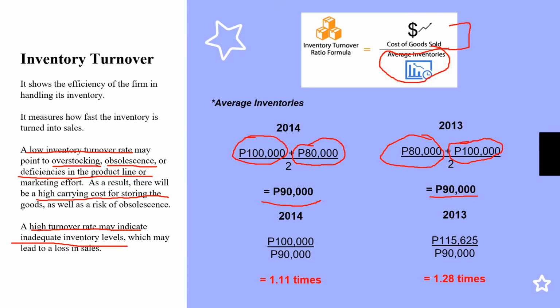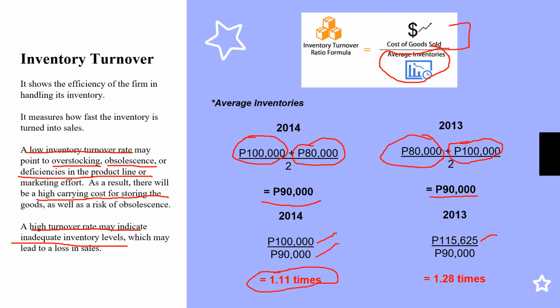So, we have for 2013, given, ang assumption natin is given itong ating cost of goods sold, 115,625, divided by yung ating nakuha kanina na average inventory, 90,000. So, ang lalabas ay 1.28 times. So, again, number of times. So, 1.28 times na nakakapag-convert si business ng kanyang inventory into sales. Then, for 2014 naman, 100,000 yung ating cost of goods sold, and then 90,000 again yung ating average inventory. So, we have 1.11 times.